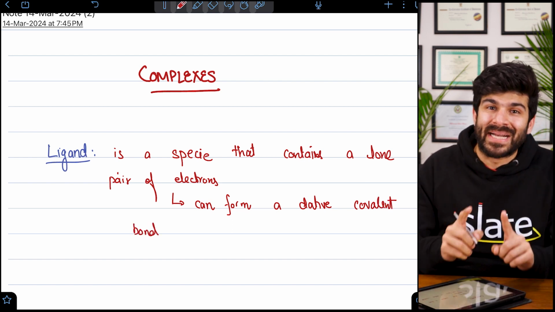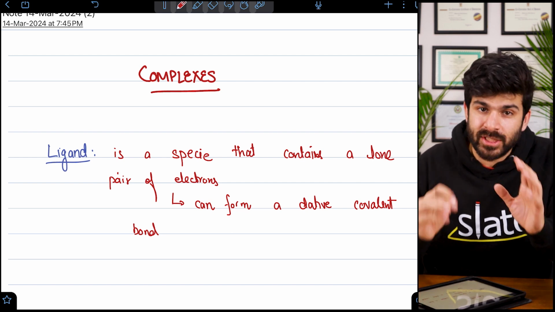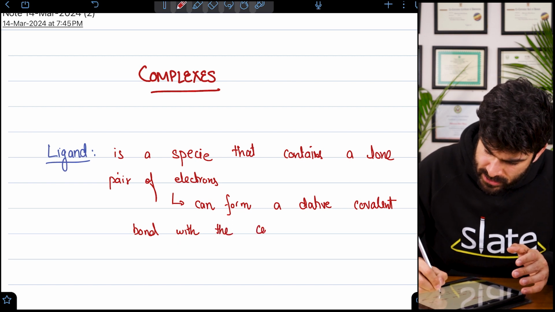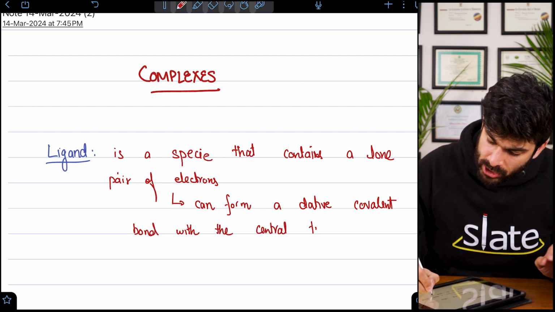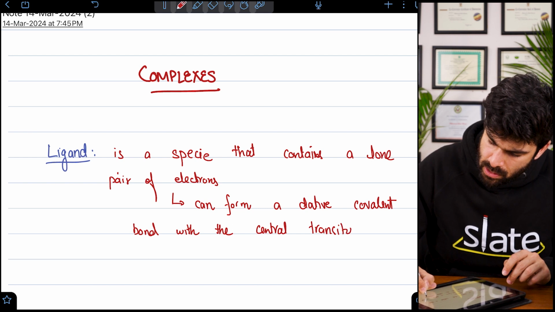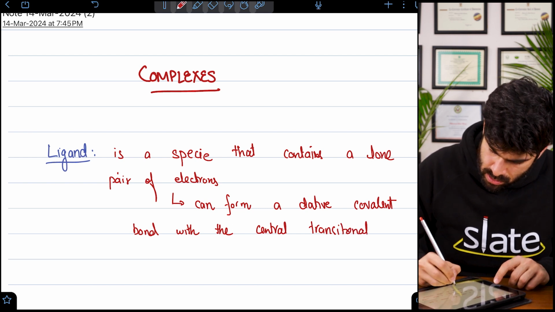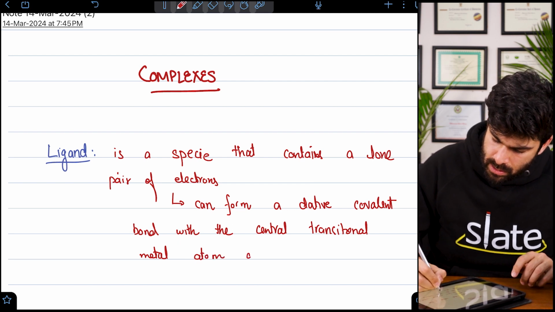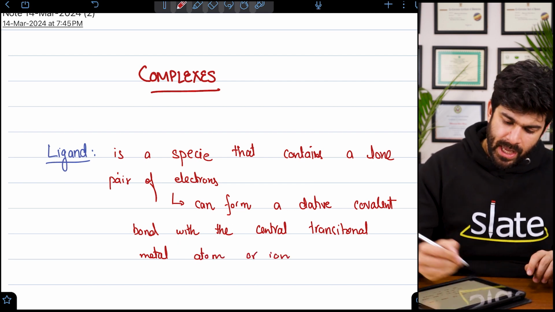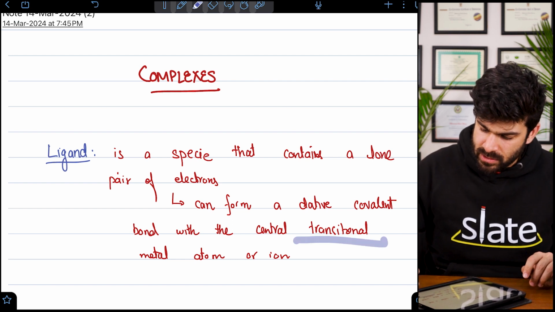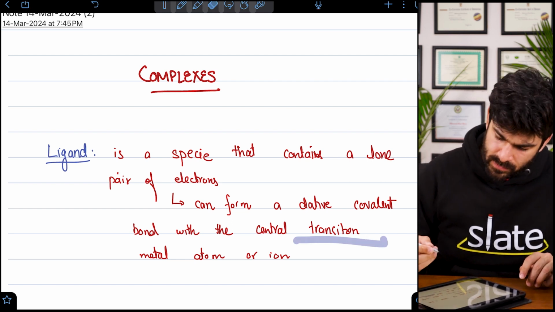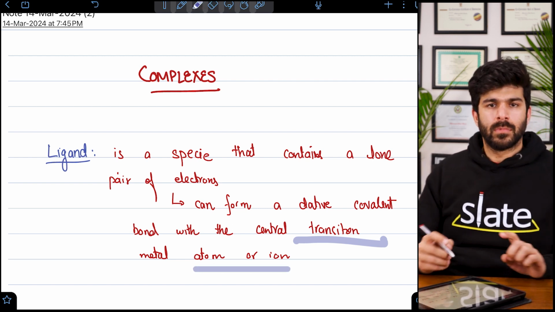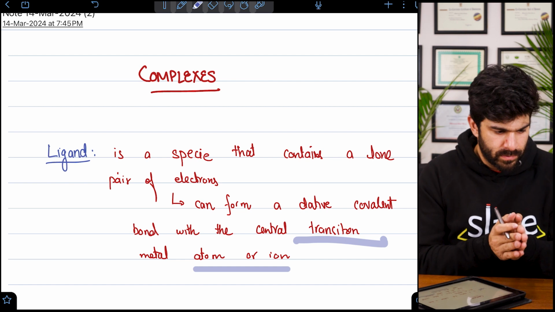So this lone pair of electrons can form a dative covalent bond with the central metal atom or ion, or I just say with the central transition metal atom or ion. So that is the difference. A, we're stuck to transition metals, not transitional, it's transition metal. Or B, it can be an atom or an ion. That is what ligand is all about.